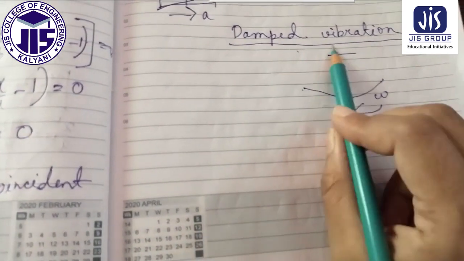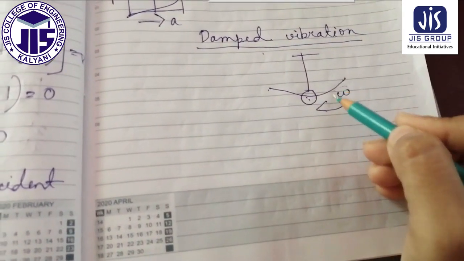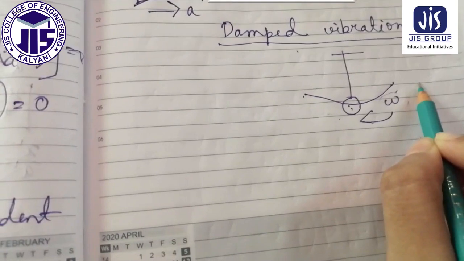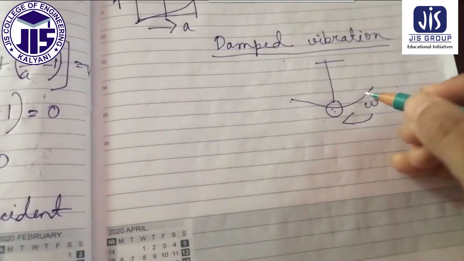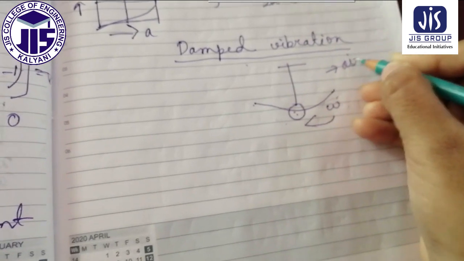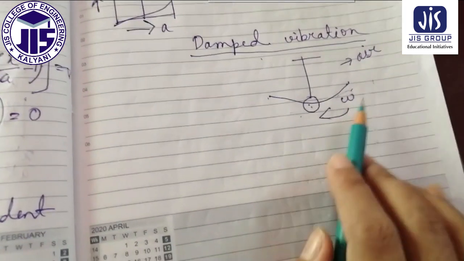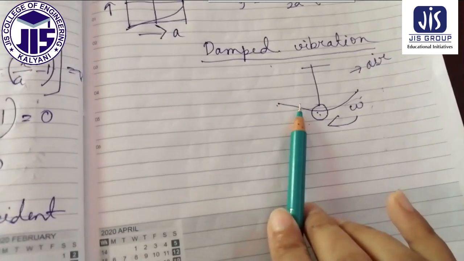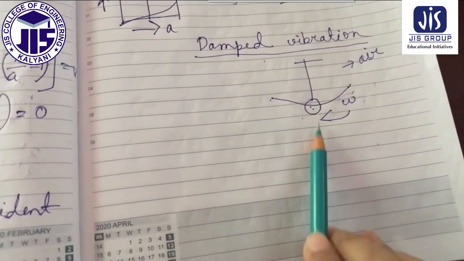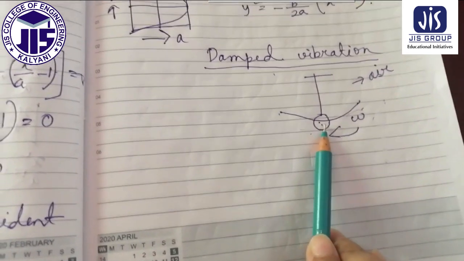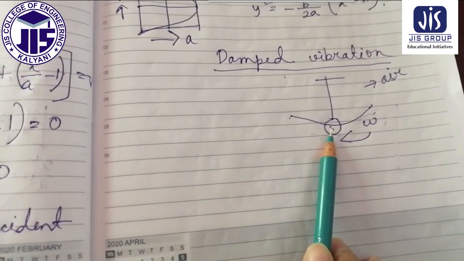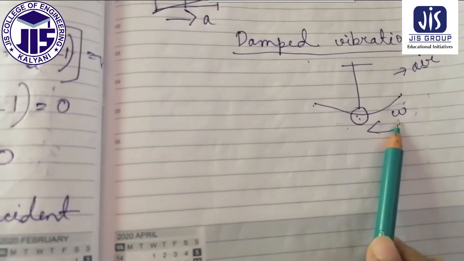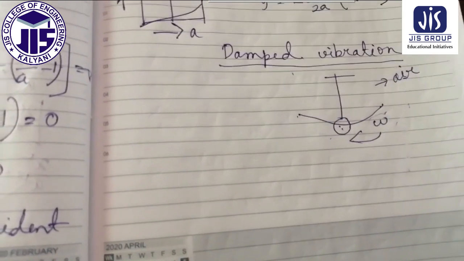Now what is damped vibration? Here it has the natural frequency omega, with which it can oscillate for the rest of our life. But suppose around it there is an air medium. That means due to the air medium it will feel some resistance, so due to the resistance it cannot keep oscillating. It will stop after some time, and the frequency will not remain omega but will change. So this is about damped vibration.